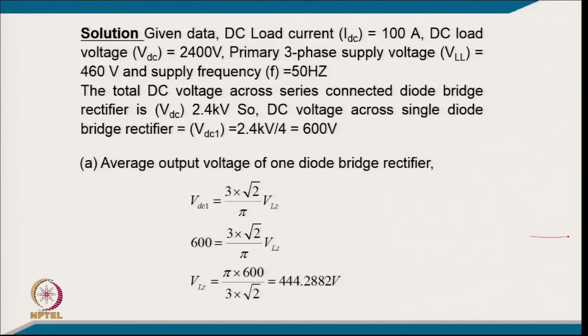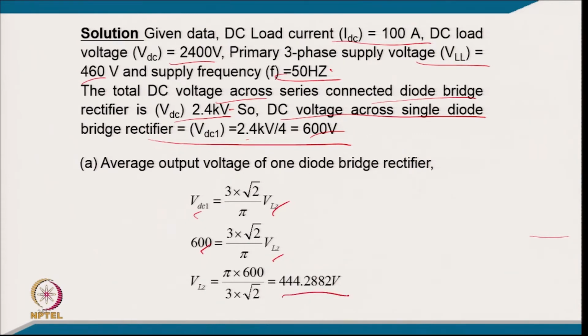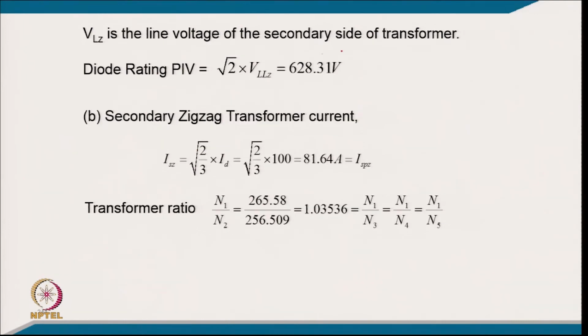So, coming to numerical part of this, given data, the DC load current is 100 ampere and DC load voltage is 2400 volt, and primary 3 phase voltage is 460 volt and the frequency is 50 hertz. So, total DC voltage across the series connected diode bridge rectifier is 2.4 kilovolt. So, your DC voltage for each single phase diode rectifier is 2.4 kV divided by 4, so 600 volt, and for this output of 600 volt you get the line voltage required for the secondary of the winding. From this relation you get 444.288 volt, and now the peak inverse voltage from secondary line voltage times root 2. So, you get 628.31.